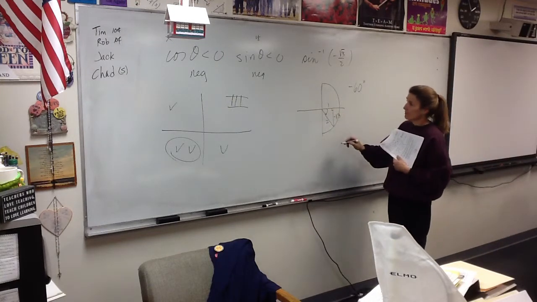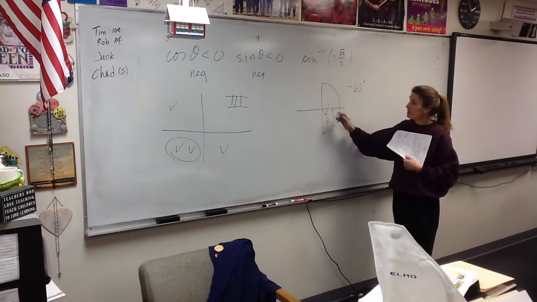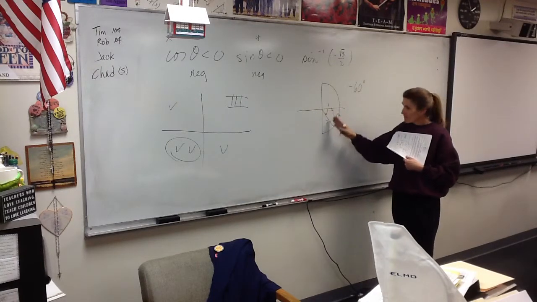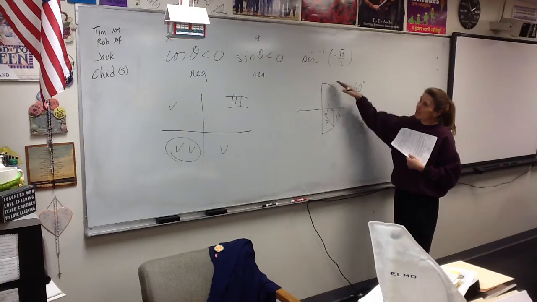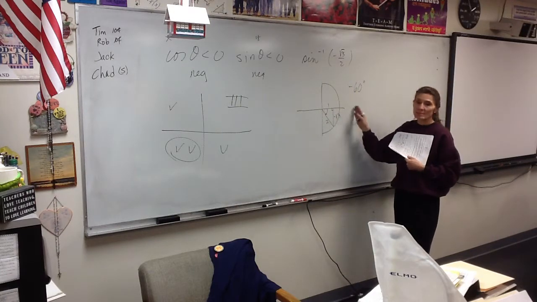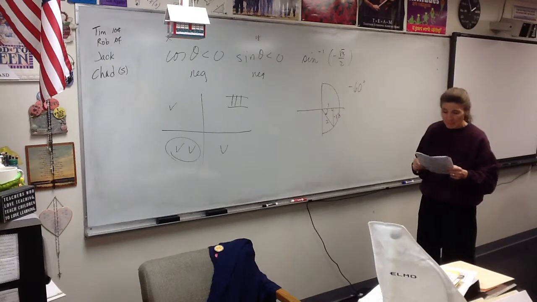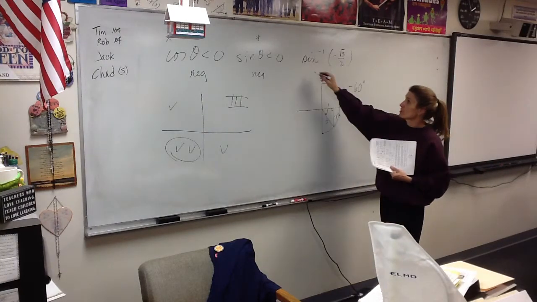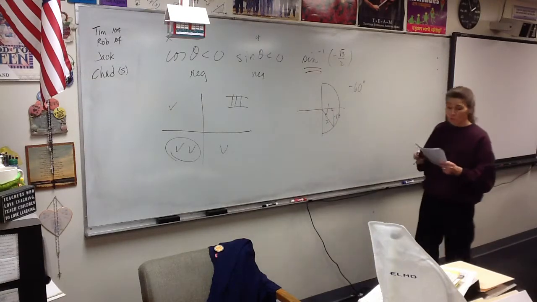This is not one of those where you're going to go all the way around, because this area is off limits. You can't even pass through it. You have to name this angle between negative 90 and 90. The answer is negative 60. If you're confused by that, go back and look at your notes and the rules that are associated with this notation.